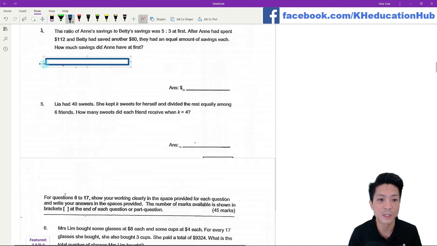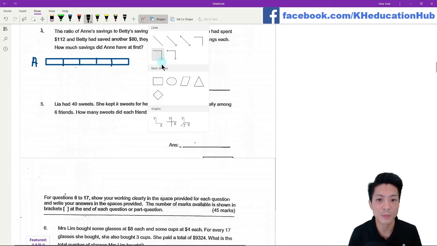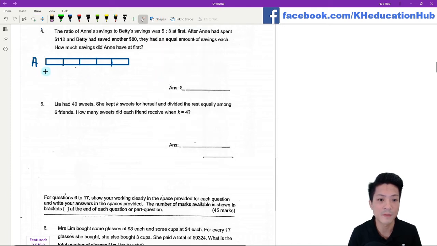This block is gonna represent Anne's savings. Okay, I'm gonna cut it into 5 parts. And I'm gonna draw another block that represents Betty's savings. This is 3, sorry. Okay, this is Betty. I'm gonna cut it into 3 parts.